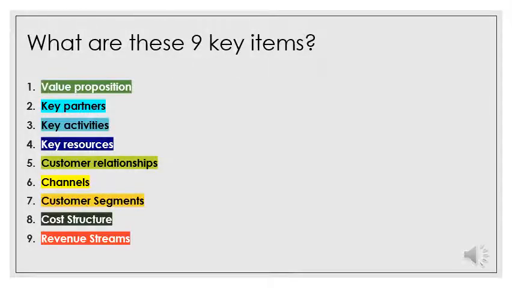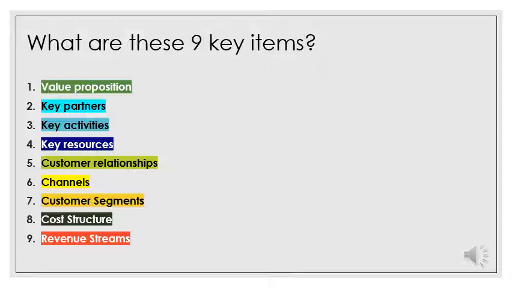What are these 9 key items that make up the business model canvas, or BMC? They are value proposition, number 1, key partners, number 2, key activities, number 3, key resources, number 4, customer relationship, number 5, channels, number 6, customer segments, number 7, cost structure, number 8, and revenue streams, number 9. The business model canvas takes these 9 items and puts them on one page.